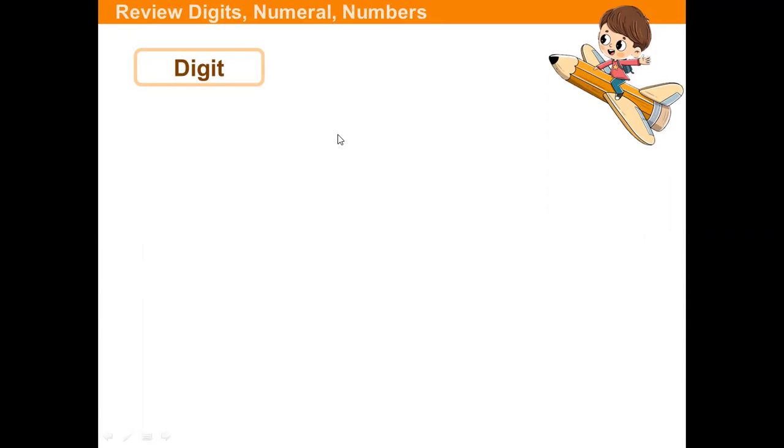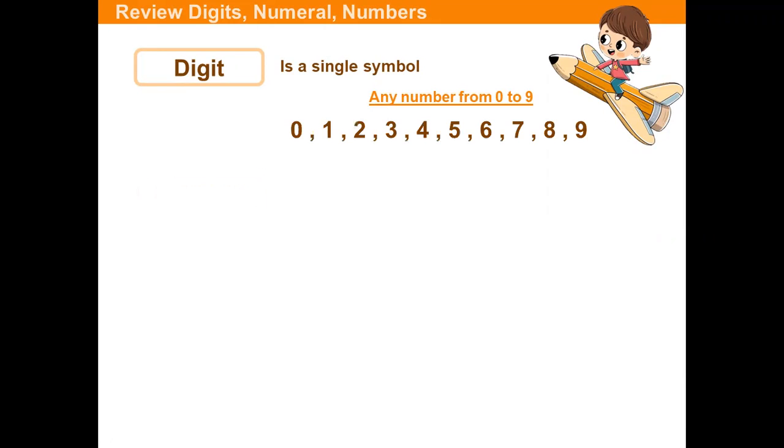A digit is a single symbol. Okay, like what? Any number that starts from 0 and ends with 9. So all of the numbers 0, 1, 2, 3, 4, 5, 6, 7, 8, and 9. We will call these numbers a digit.